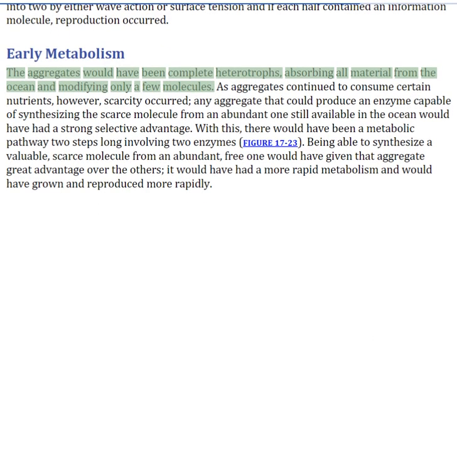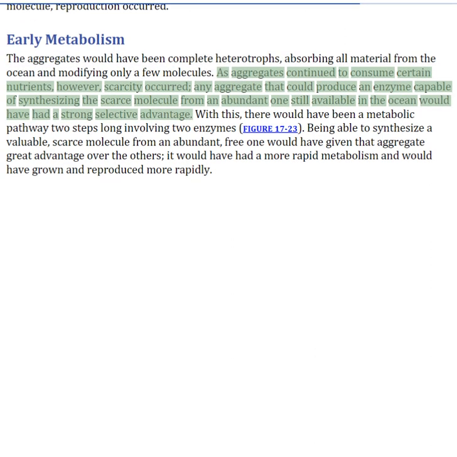Early metabolism. The aggregates would have been complete heterotrophs, absorbing all material from the ocean and modifying only a few molecules. As aggregates continued to consume certain nutrients, however, scarcity occurred. Any aggregate that could produce an enzyme capable of synthesizing the scarce molecule from an abundant one still available in the ocean would have had a strong selective advantage.